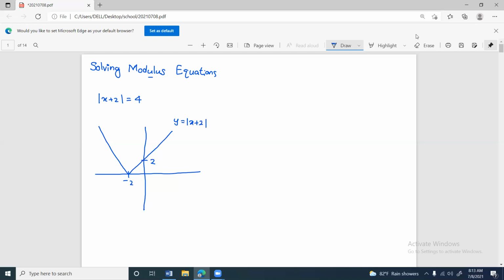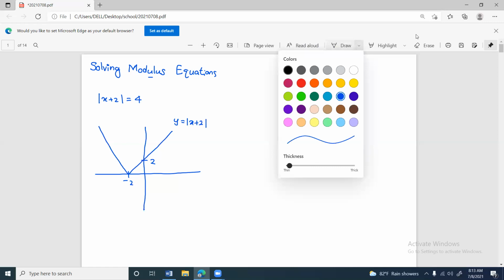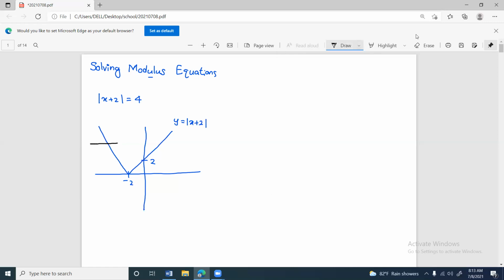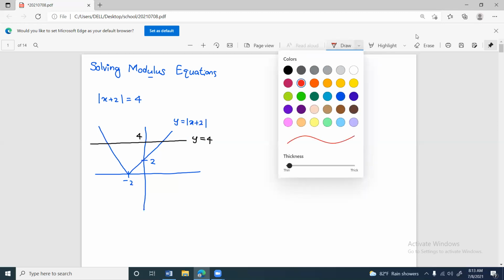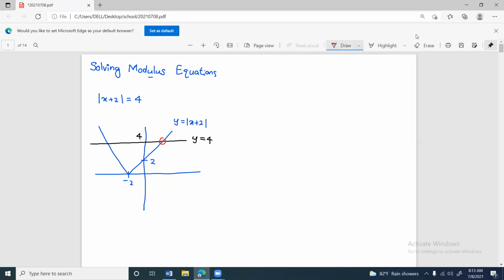Then I will use a different color. I will draw the y equals 4 graph. It's a horizontal line which travels through 4. This is the y equals 4 graph. Then look at the intersections of these two. You can see there are two intersections. If you draw this graph perfectly, without any transformation errors, you can get the solutions, the first solution and the second solution.